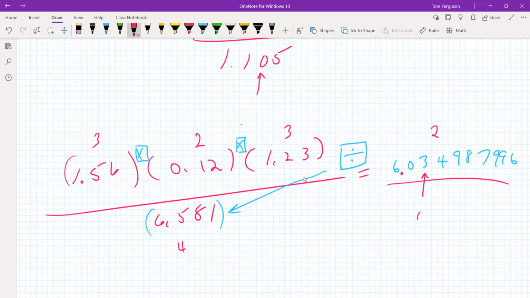If it's 0 to 4, we just drop it. If it's 5 to 9, we increase the second place by 1. So this is 0 to 4, so the answer is what? Six point what? No. How many sig figs is that? 3. How many sig figs should our answer be? 2. And the answer is 6.0.